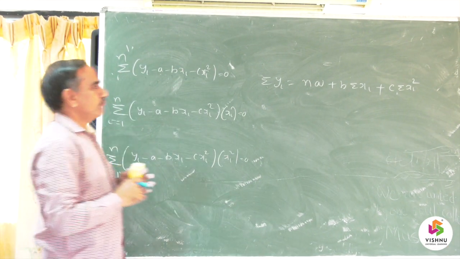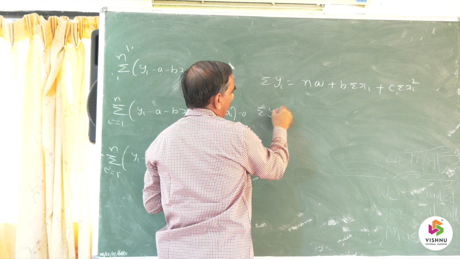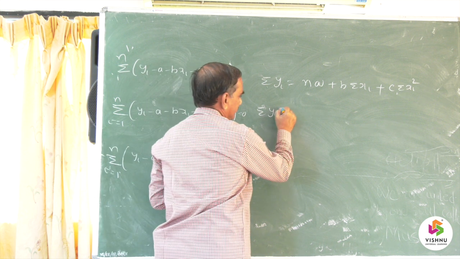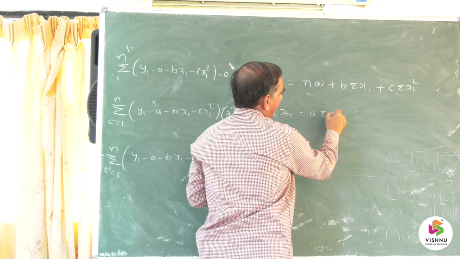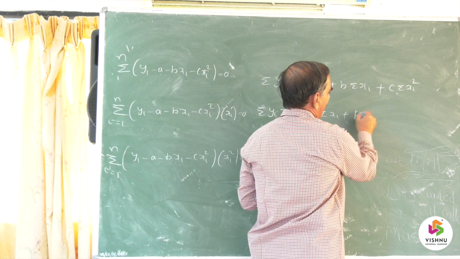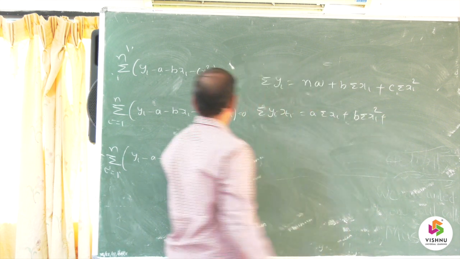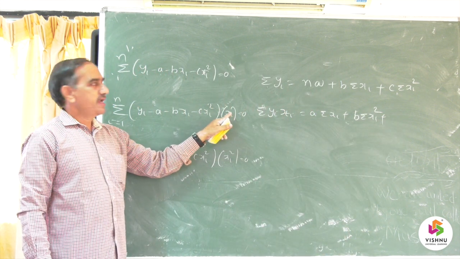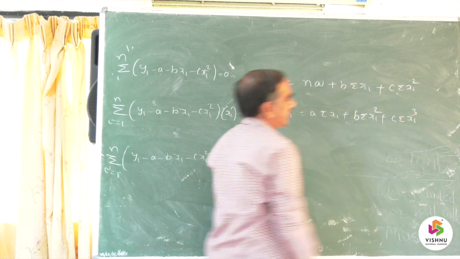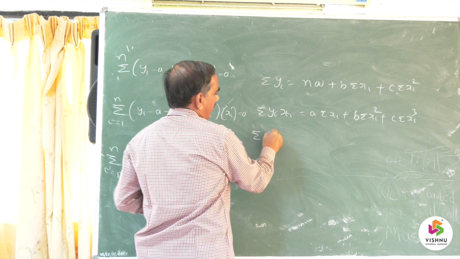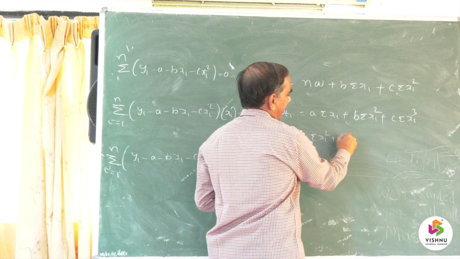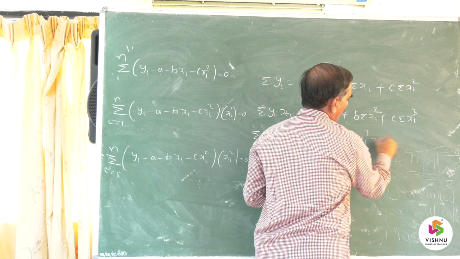And for the second, sigma yi xi, once again apply sigma to the variable. A is constant, so a sigma xi, plus b sigma xi square, plus c into xi square into xi, which is x cube, with constant c, c sigma x cube. So it is the second equation. Third equation, sigma yi xi square is equal to a sigma xi square plus b sigma xi cube plus c sigma xi to the power 4.